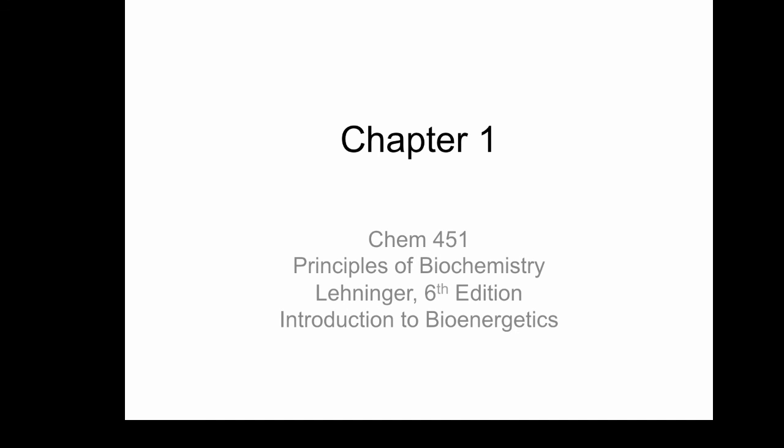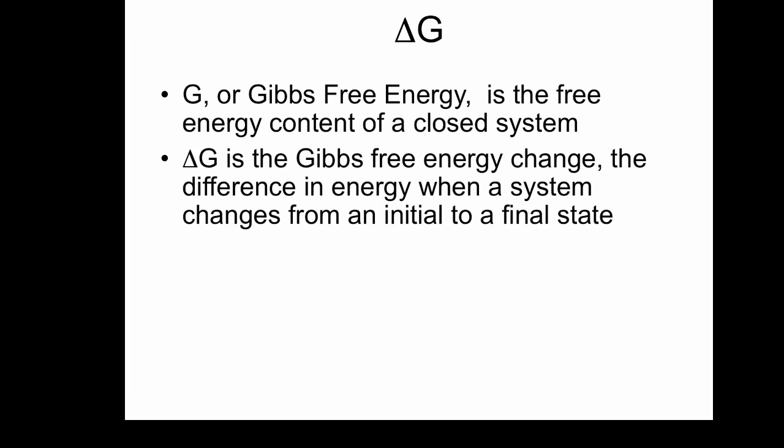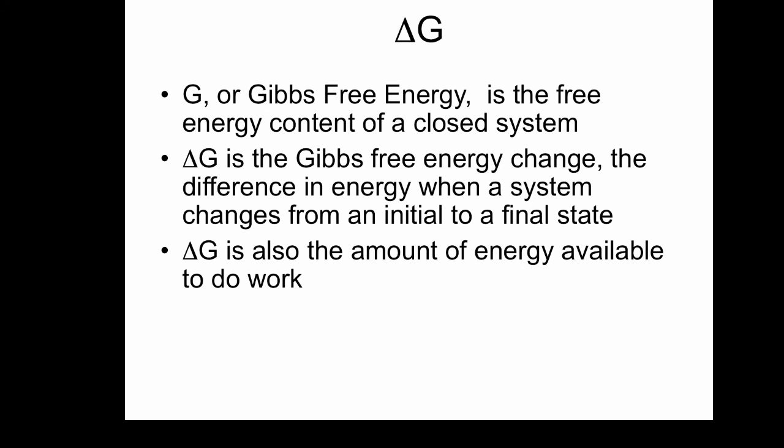This video lecture is on Chapter 1, which is Introduction to Bioenergetics. To begin a discussion on bioenergetics, we must first talk about delta G. So G, or Gibbs free energy, is the free energy content of a closed system. Delta G is the Gibbs free energy change. It is the difference in energy when a system changes from an initial to a final state. Delta G is also the amount of energy available to do work.